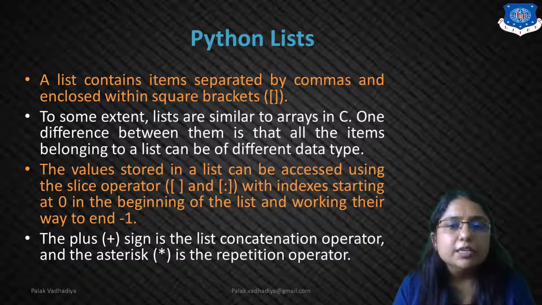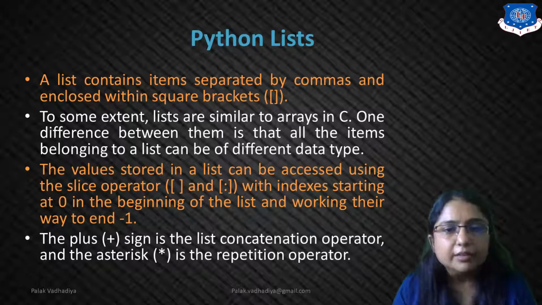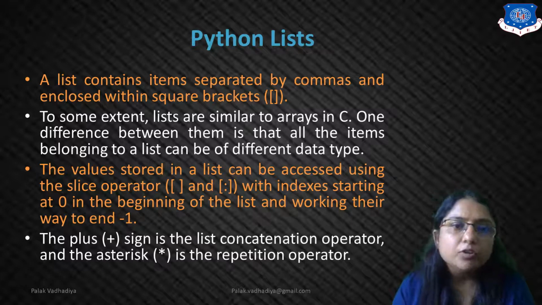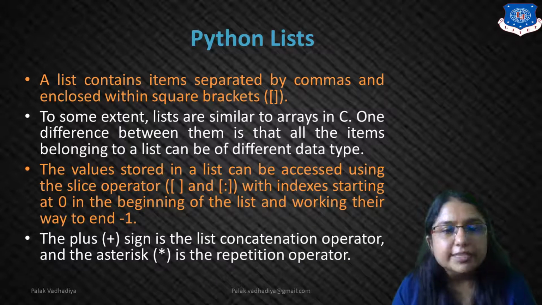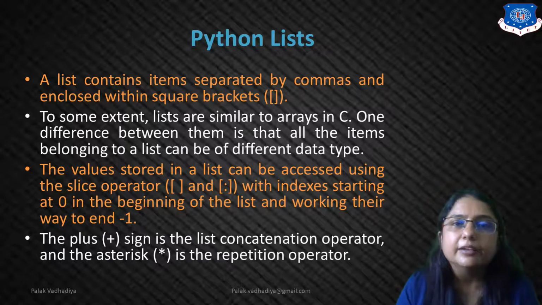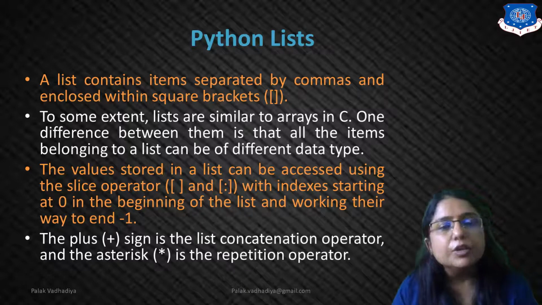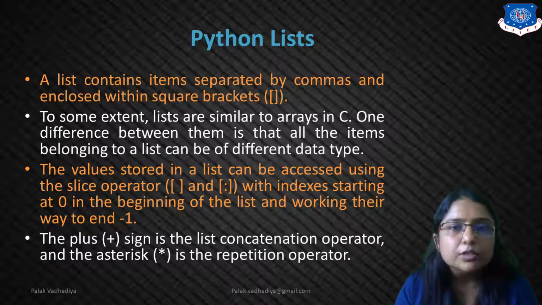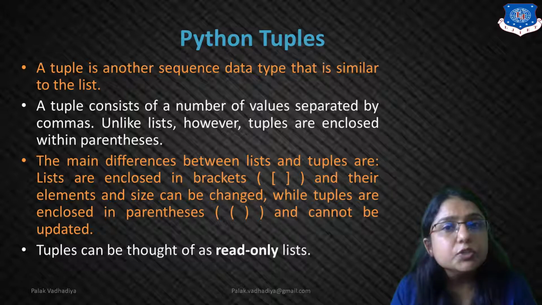Now the values stored in the list can be accessed using the slice operator, same as the string. Okay, that is the square bracket, or we can say the colon. We can do the slicing with the help of the colon, with indexing starting at 0 in the beginning of the list and working their way to the end, that is -1. This concept is the same as the string. Here also you can use the plus sign to add two lists, or you can use the multiply sign to multiply a list.